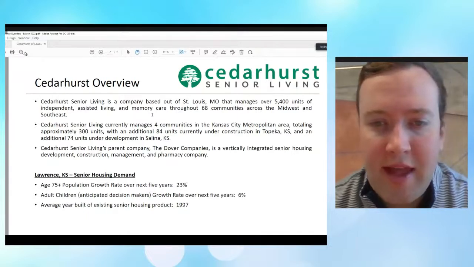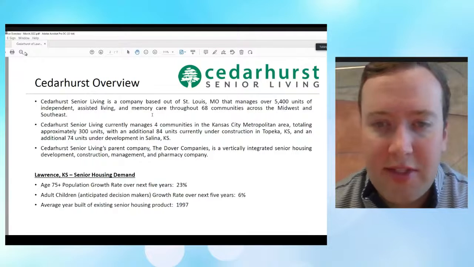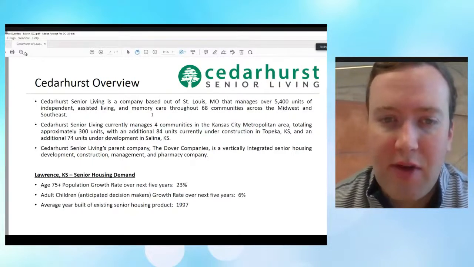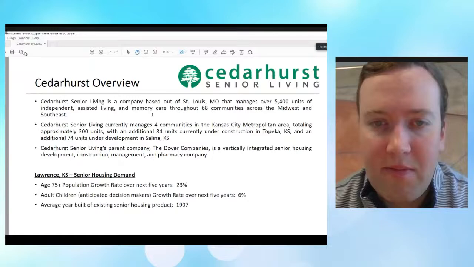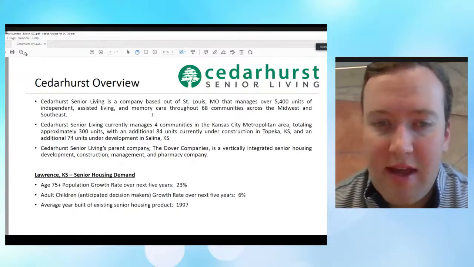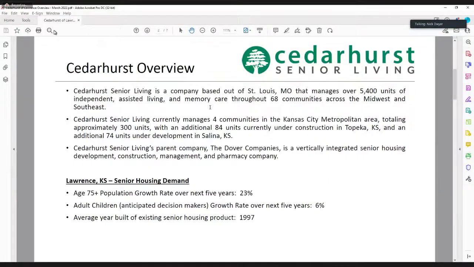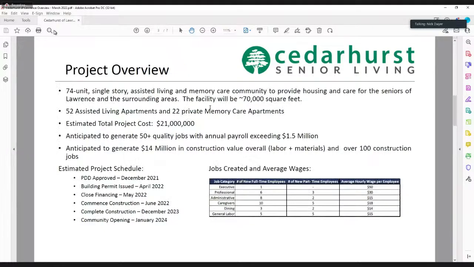And then another reason that we're attracted to Lawrence, and we think our project will do really well, is just the age of existing inventory in the market. A lot of the competitive product in Lawrence is quite dated, and so our goal is to hopefully bring a fresh new senior living environment at similar costs, very competitive prices, to provide that level of care for those seniors in the area.